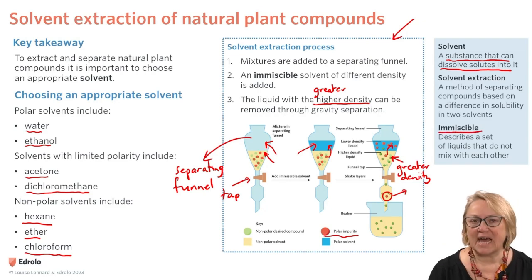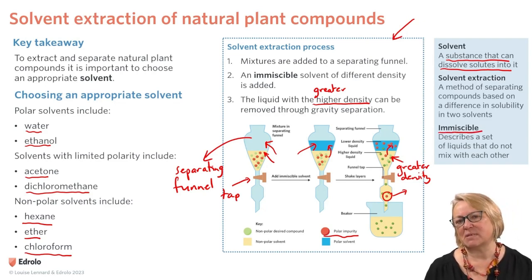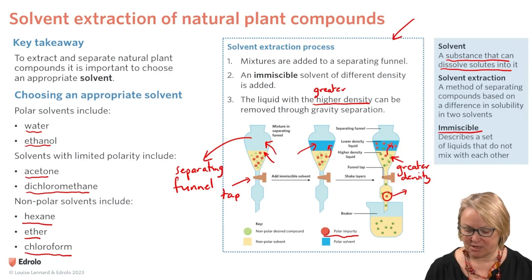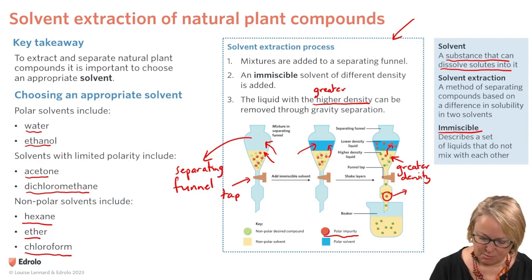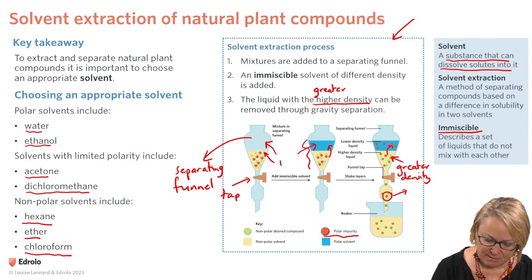So if we have layers, it means the layers are immiscible. They haven't bonded to each other. They haven't mixed properly. So it's a set of liquids that don't mix together. So these two layers are immiscible.